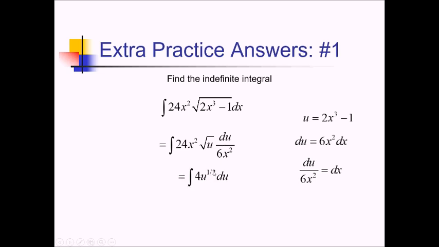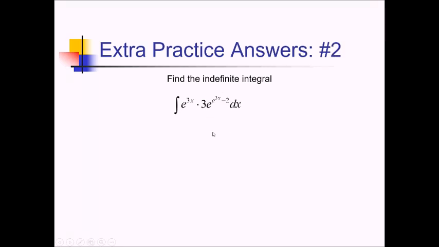Using my reverse power rule, this exponent's going to bump up to a 3/2, multiplying by 2/3. That's going to be 8/3 out in front. So we have 8/3 u to the 3/2 plus c. And then plugging my u value back in there, we're going to put a 2x cubed minus 1 in for u and call it a day on this one.